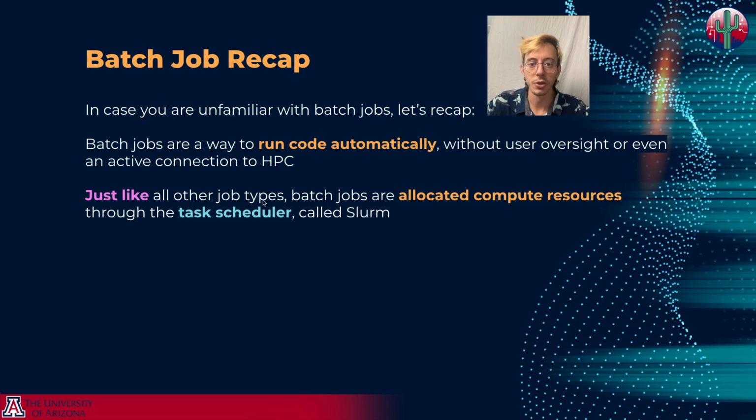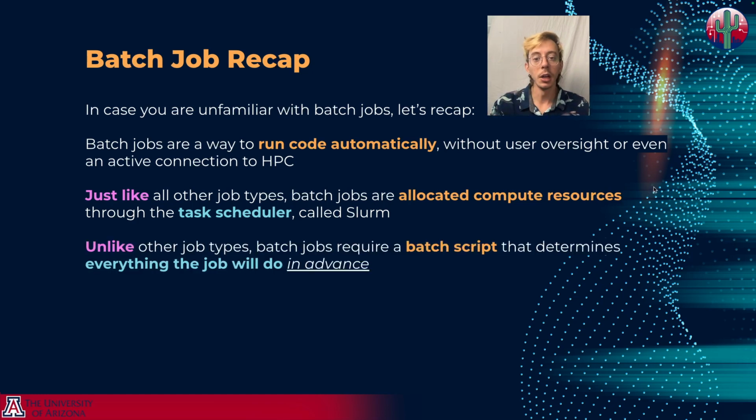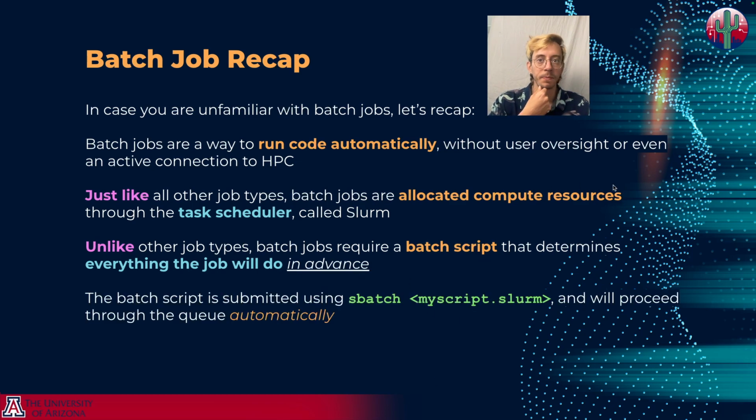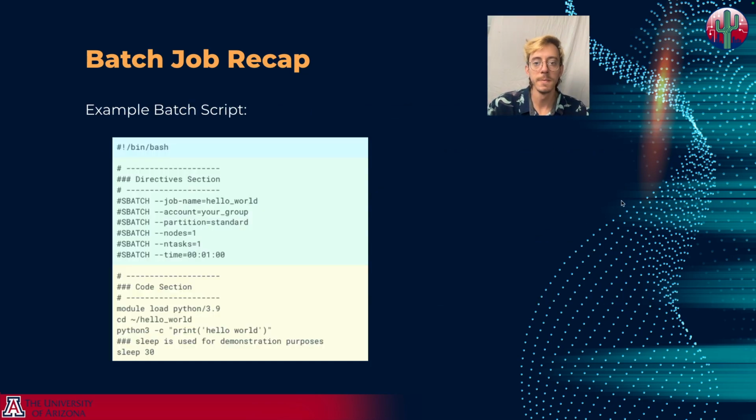So just like all other job types, batch jobs are allocated compute resources through the task scheduler called Slurm. So we use something called Slurm in order to keep track of all of the different jobs that are running on the HPC at the same time. Unlike other job types, batch jobs require something called a batch script that determines everything the job will do in advance. The batch script is submitted using sbatch, the name of your script, .slurm, and will proceed through the queue automatically. So here's an example.